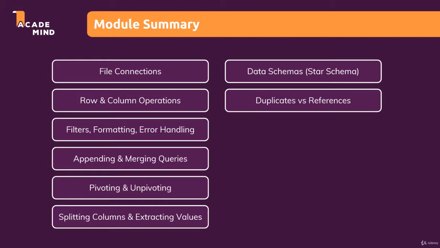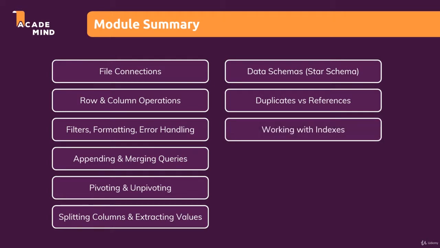We also learned how to use query duplicates and references and what the difference between these two options is. We learned how we can work with indexes. Generally, we saw how we can work with IDs, so with unique numbers, which allow us to identify a specific value in a specific table. And we also saw how we can create our own index with a default feature integrated into Power BI Desktop.